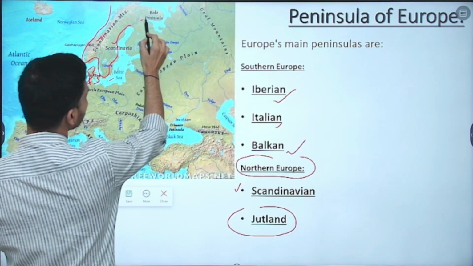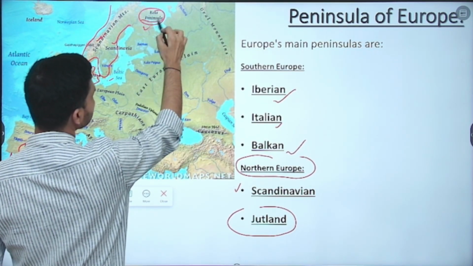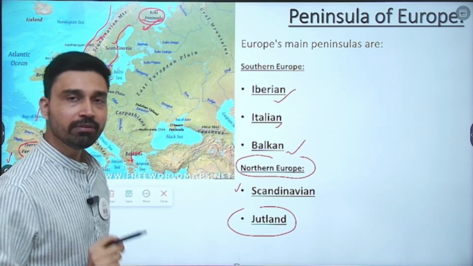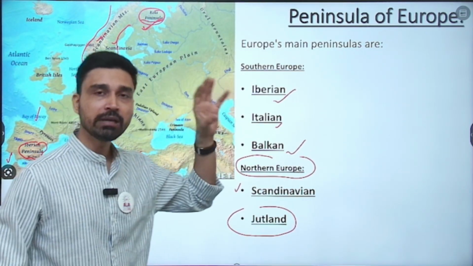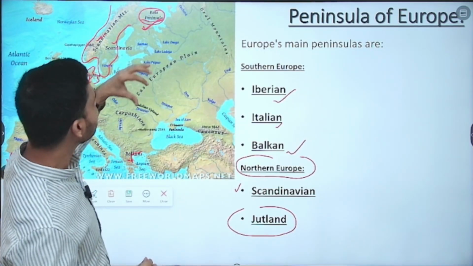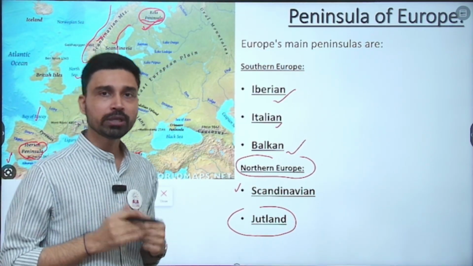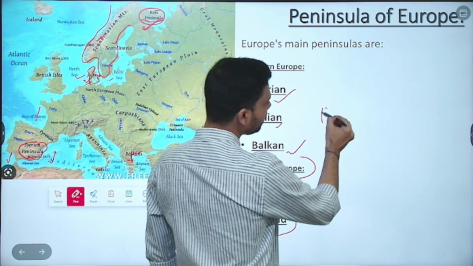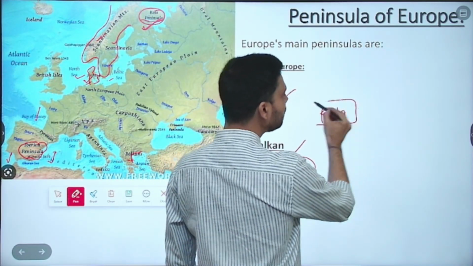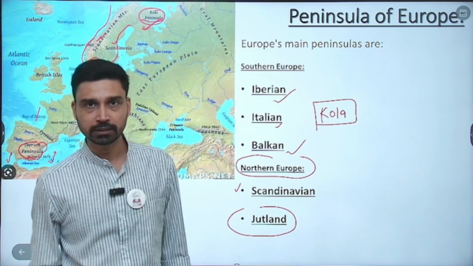Further north, if you look here, there is one small minor peninsula called Kola. The Kola Peninsula is very important. It is part of Russia, an administrative territory of Russia, located along the Arctic shelf. And what is unique about Kola? It is in the Kola Peninsula that we have drilled the deepest hole on the earth.